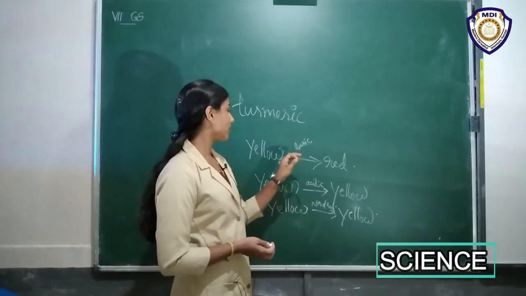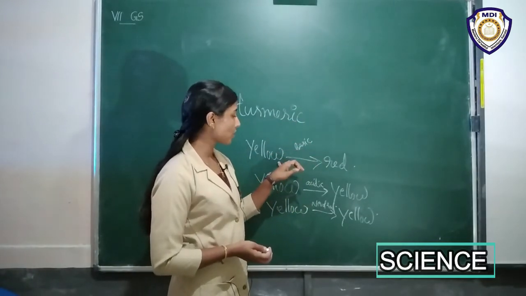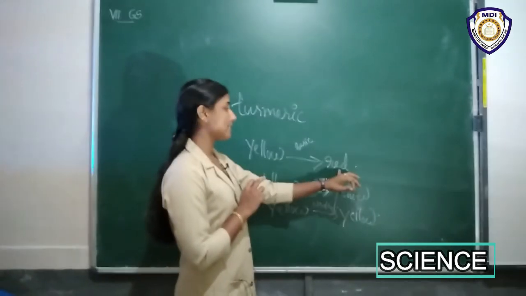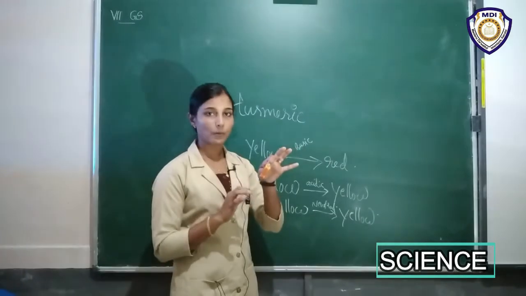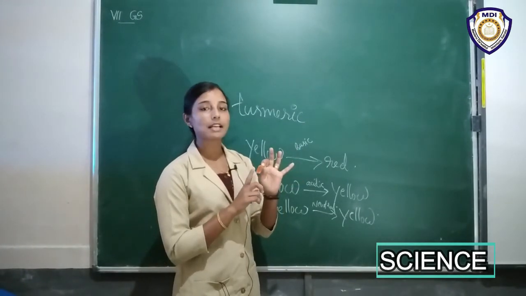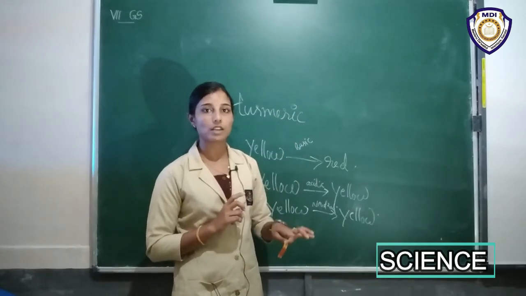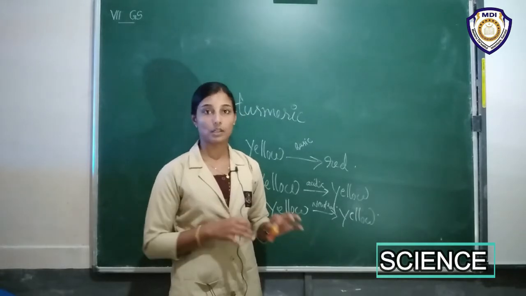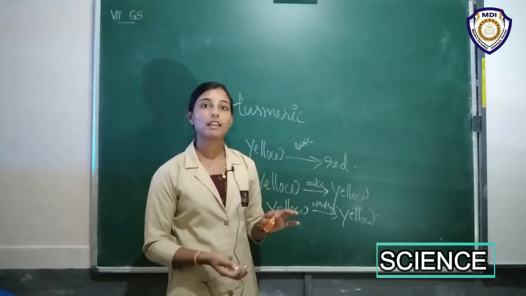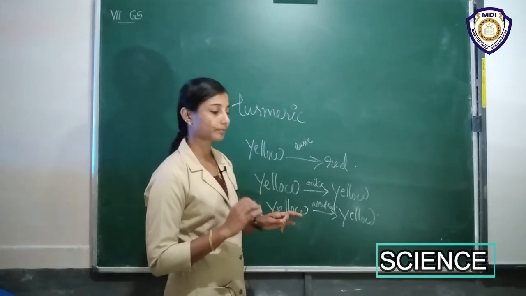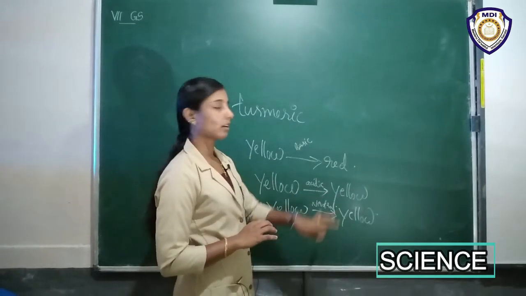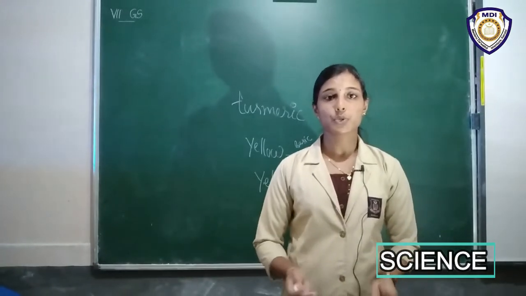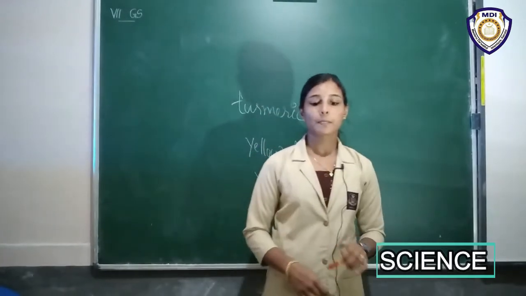That means when we check the basic solution using this turmeric strip, what will be the result? Yellow will change its color into red. Okay, so now this red, when dipped in a neutral solution, what will be the result? Then it will change its color into yellow. Okay, so then only we can find whether it is neutral or acidic.